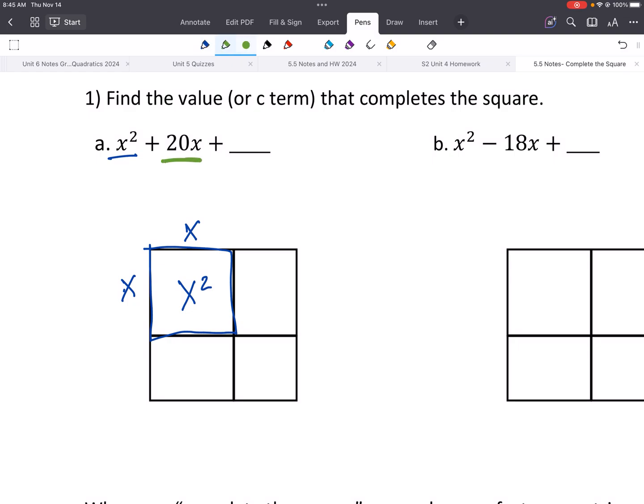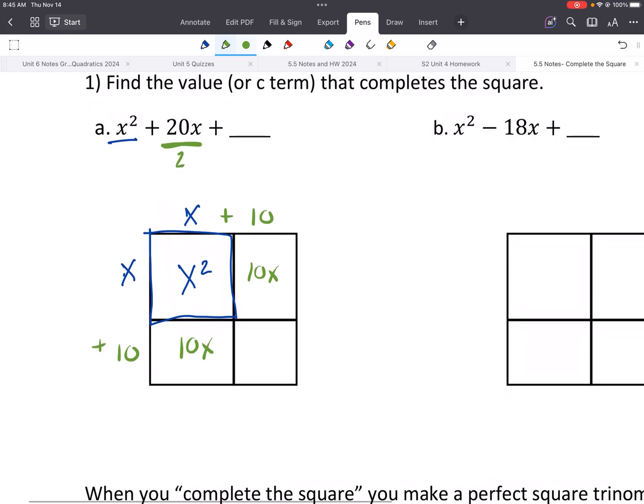Next we have the 20x. Usually when we are distributing or things like that, we combine those two boxes together. But we want those two boxes to be the same so that we would still have a square. So 20 divided by 2 would give us 10x and 10x. That means that the sides here would have to be 10 and 10. So now we have a box that has the same sides, x plus 10 and x plus 10. All right, so that's a perfect square.